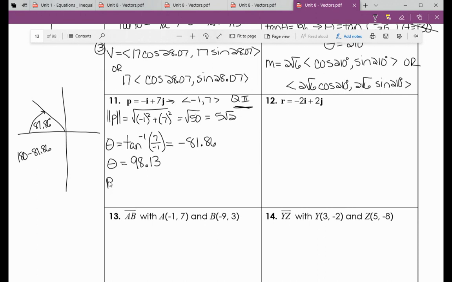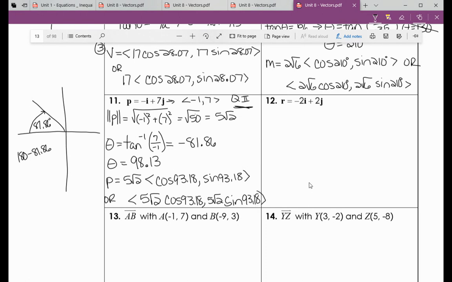So you have two options. You can put the 5 square roots of 2 out in front of your trig vector, 93.18 sine 93.18, or you can put it inside. It does not matter, because eventually you'll have to do one or the other. And like I said, I do not know which variation Math Excel is going to want.